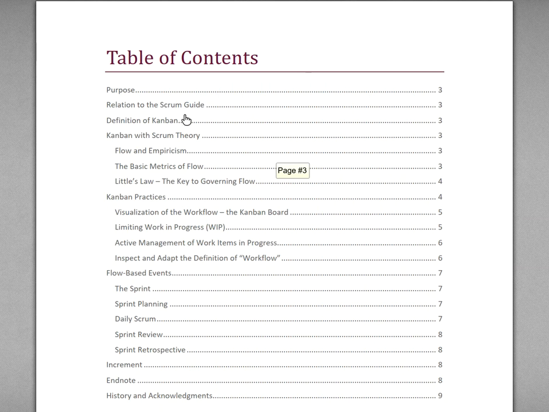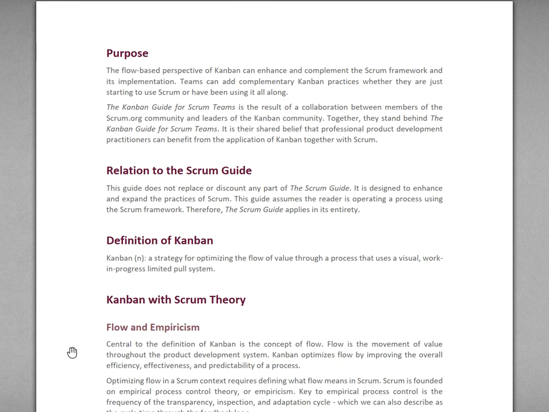So these are the table of contents. We have the purpose, the relation to the Scrum Guide, the definition of Kanban, then Kanban with Scrum theory, Kanban practices, flow-based events, increment, end note, etc. So moving on to the first slide, our purpose.